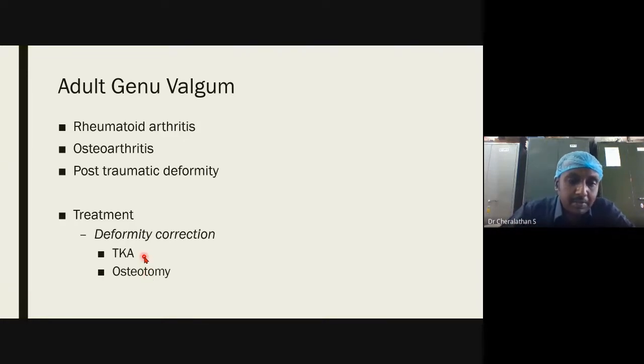Either if the patient has already got arthritic changes, if it is an RA or an OA, you straight away go and do total knee replacement. We call it as TKA or total knee arthroplasty. But if the knee joint is not arthritic, like here in post-traumatic deformity, there can be a metaphyseal fracture which has malunited, right? You need not go and do a replacement here. All you need to do is do a corrective osteotomy. So that is required in an adult, right? The corrective osteotomy is very similar to what we saw just now, like in pediatric age group.